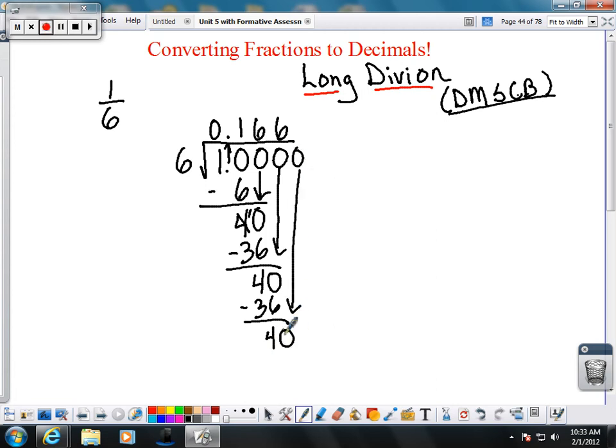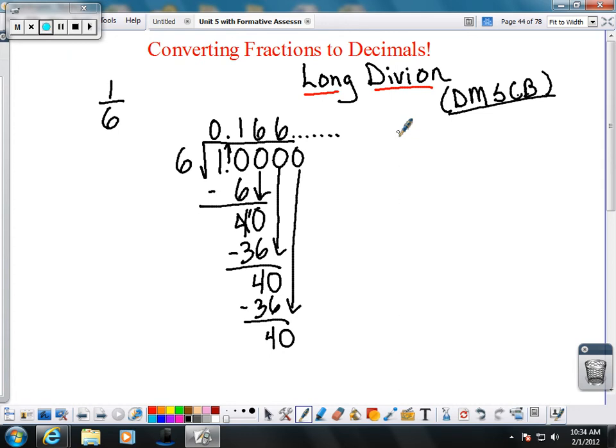Who can see a pattern that we're doing? This will end up being 6, and it's just going to keep going 6. This is what we call a non-terminating decimal. Non-terminating decimal, or a repeating decimal.